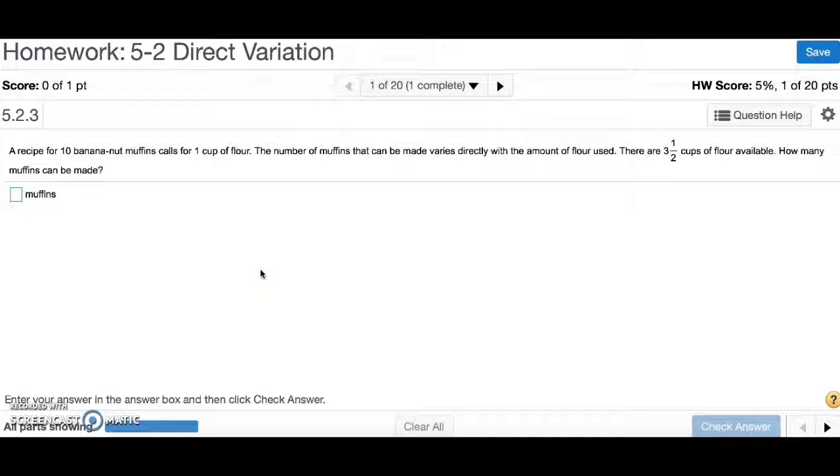A recipe for 10 banana nut muffins calls for 1 cup of flour. The number of muffins that can be made varies directly with the amount of flour used. There are 3.5 cups of flour available. How many muffins can be made? So let's look at it.